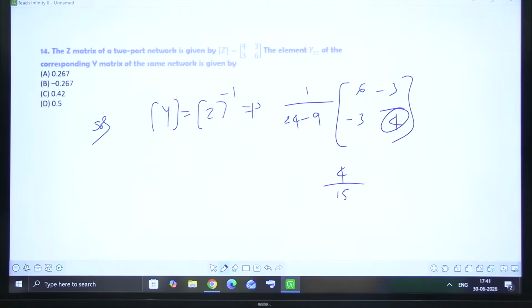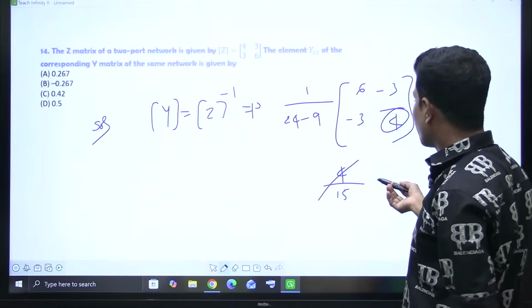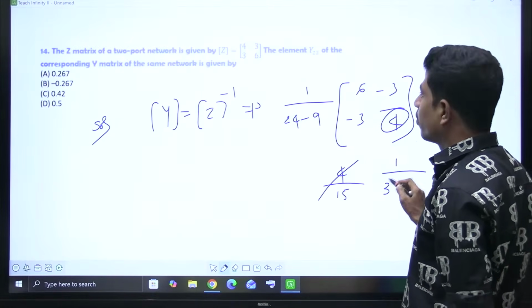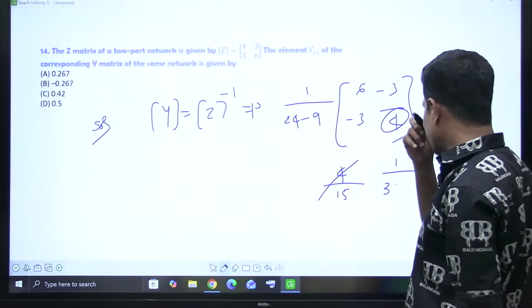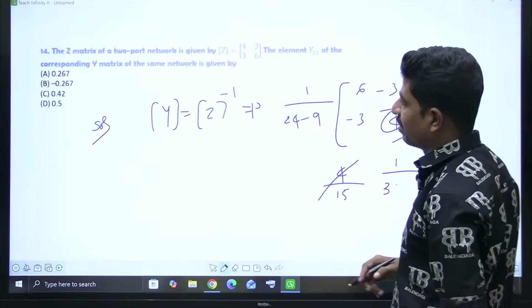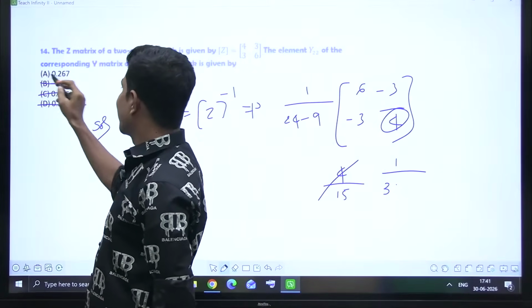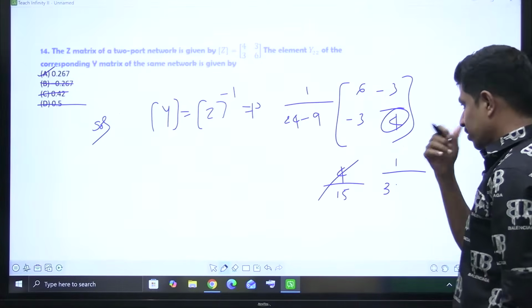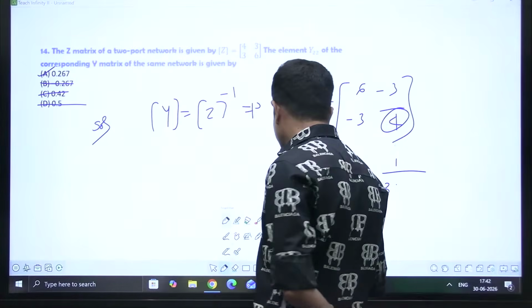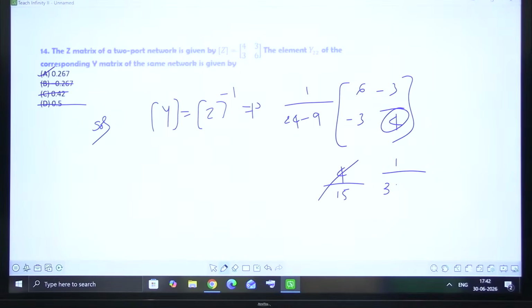Yes, 4 by 15. How much it is, 4 by 15? If it is 16, 3 point something you will get. 1 by 3 point something you get. 1 by 3 point something means more than 3 it is. It should be less than 0.3. It should be less than 0.3. This is not correct. This is also not correct. But minus is there. Option is A. See, I go simply with common sense than with calculation. I trust my common sense than calculations. Correct me if I'm wrong in the calculation part.